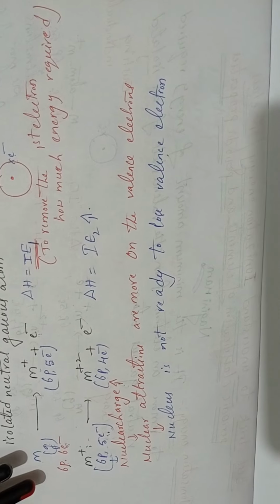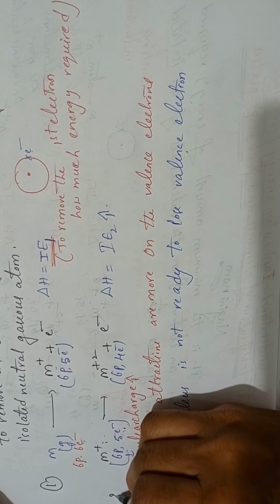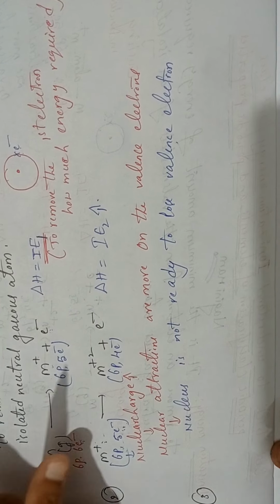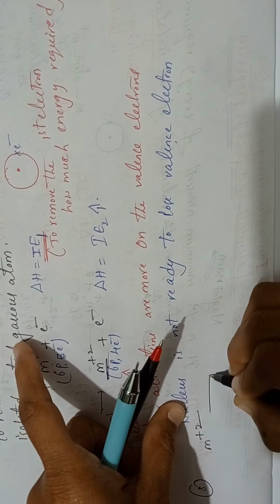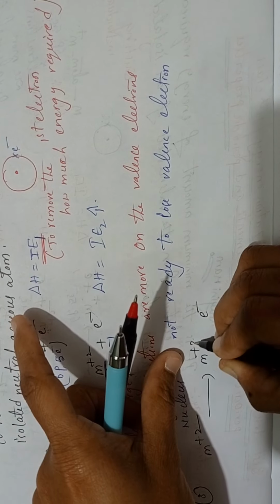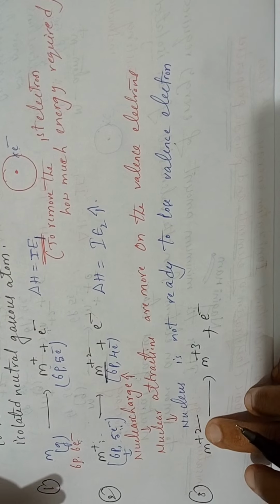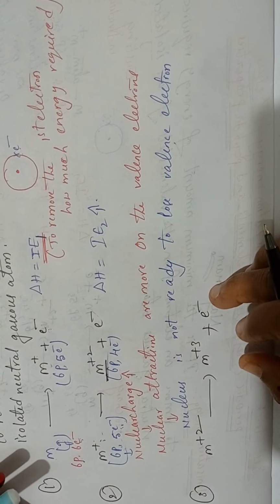Now M plus 3 I am taking. This is the first equation, the second is over. Now the third one: here M plus 2 I am taking. From M plus 2, removing the third electron, so that means removing one more electron. Then it becomes M plus 3. So M plus 2 became M plus 3 by loss of one electron.